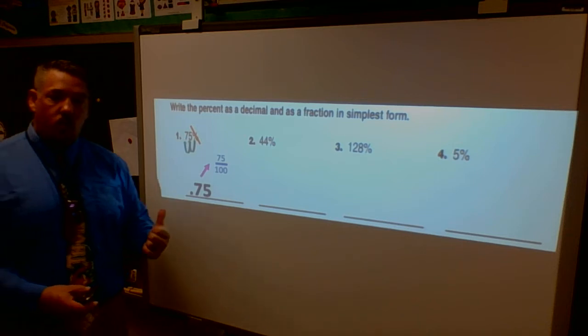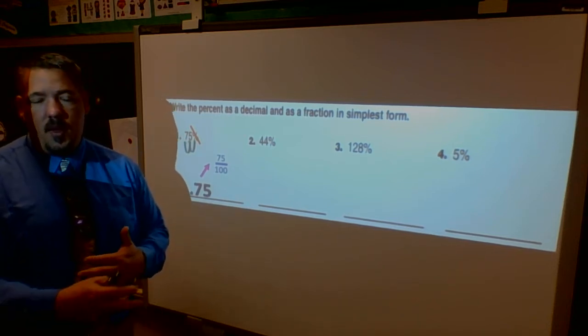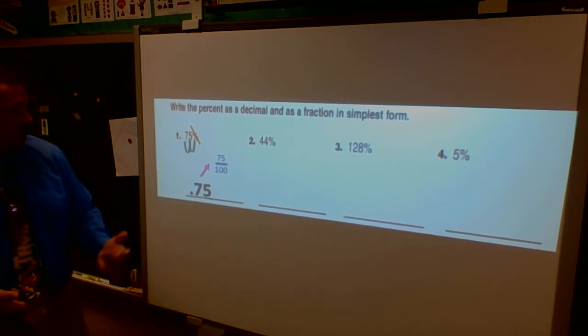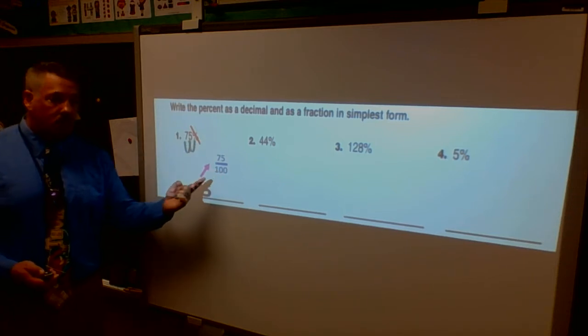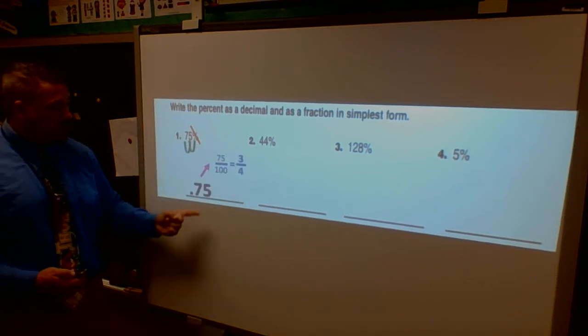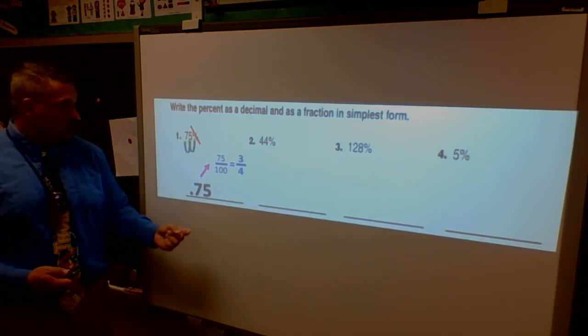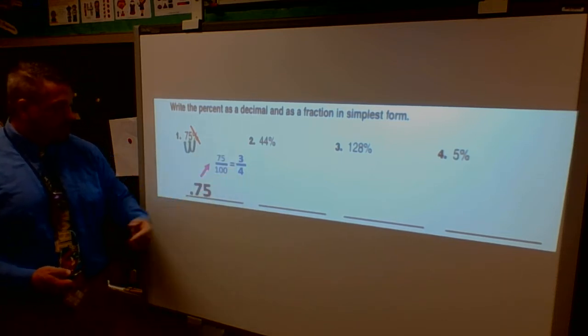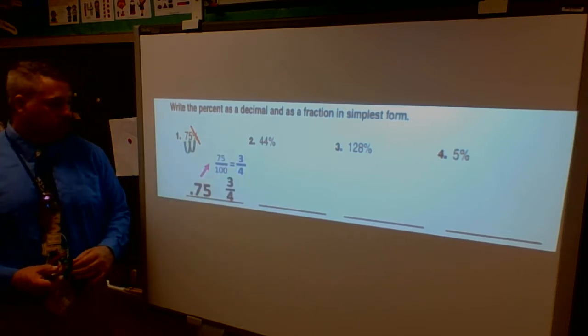Just like on the previous one with money, I know 3 quarters is 75 cents, 4 quarters is $1. If I reduce by 25 on each of those, there are 3 quarters and 75 cents and 4 quarters and $1. So my reduced fraction is 3/4.